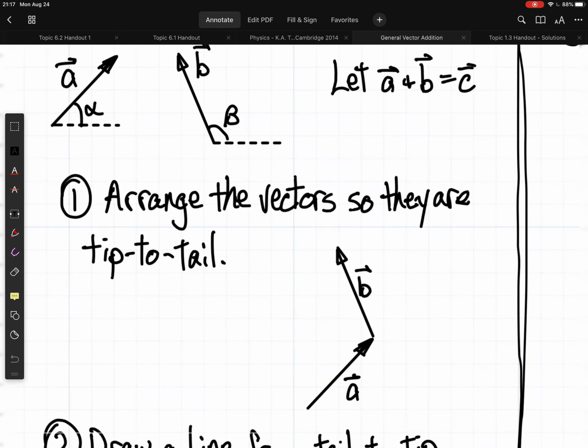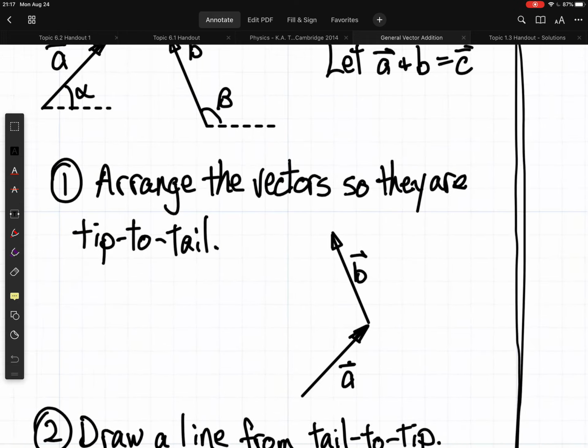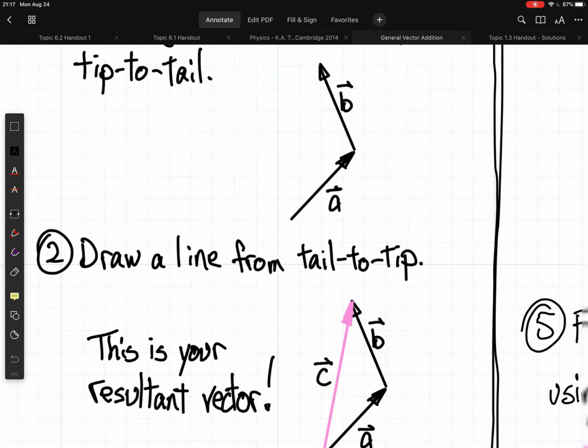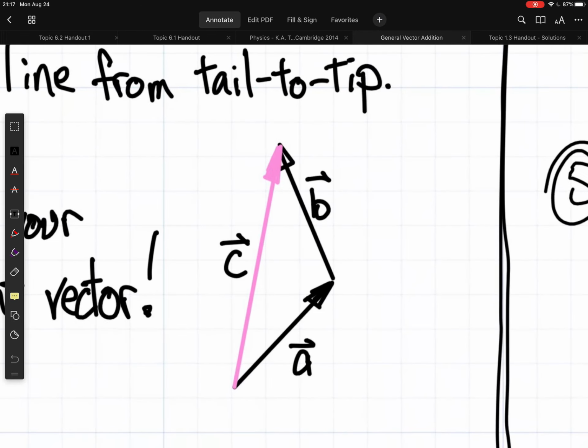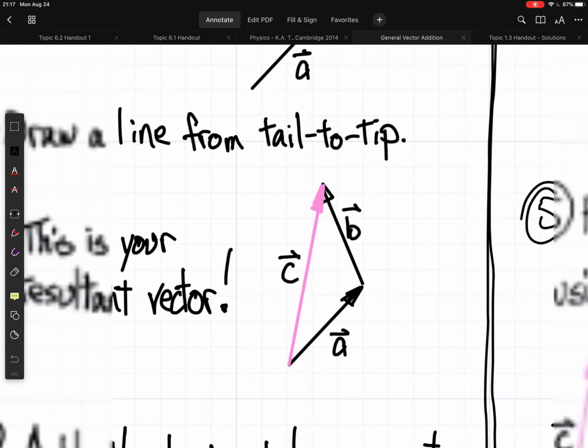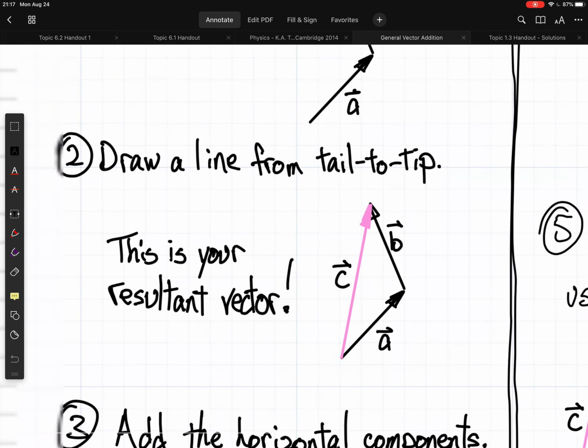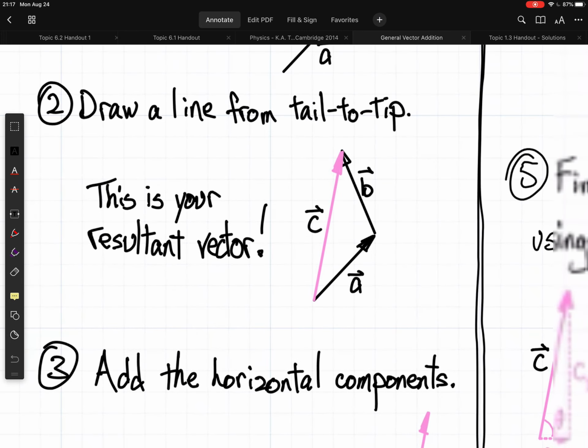Step one: arrange our vectors so that they are tip to tail. You may recall in a previous lesson we also showed the parallelogram method. That's also fine, however you want to do it is up to you. Then we're going to draw a line from tail to tip, and this will give us our resultant vector, vector C. There it is. And I've given it a nice hot pink to show that it's cool.